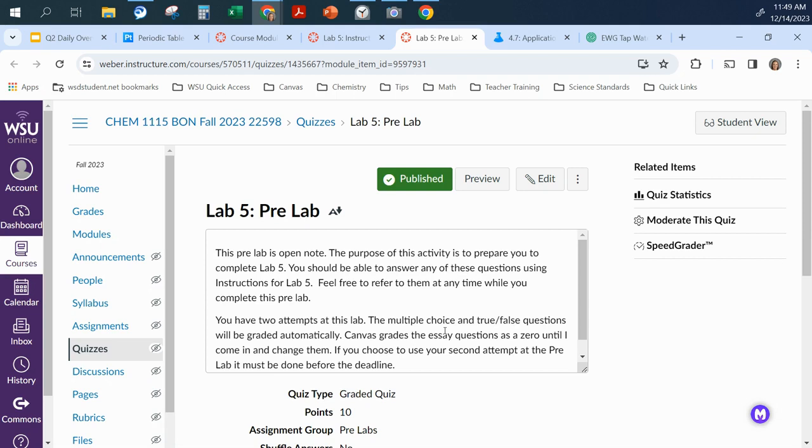So lab 5 is finding unknowns. We're going to start with some unknowns, and you're going to try to figure out what is present, okay? Part of this lab is that you have to come up with a procedure. What are you going to do? How are you going to figure out what's in your unknown? You can do that on Monday when you come, or if you want to do it outside of class before you come, you can also do that, okay?